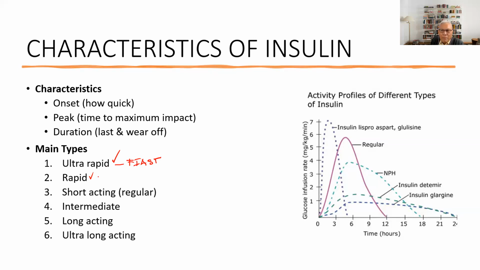Rapid acting insulins are those that have an onset of less than 15 minutes. So 15 minutes is the onset. And they peak in approximately 30 to 90 minutes. And they have a duration of at least 2 to 4 hours.